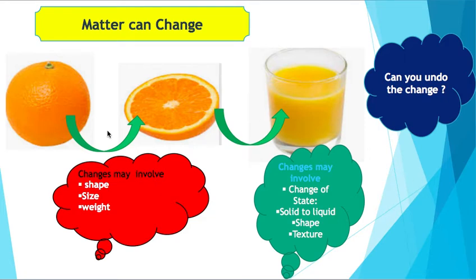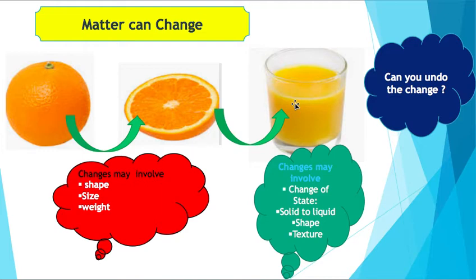Wonderful. The material is still the same. It is orange. And can you undo the change? Can you go back to the piece of orange? Well done. I cannot go back to the piece of orange. That's impossible. Now, at the same time, the shape has changed. The way the orange looks here and the way the orange juice looks is completely different. The size has changed. The weight of it has changed.